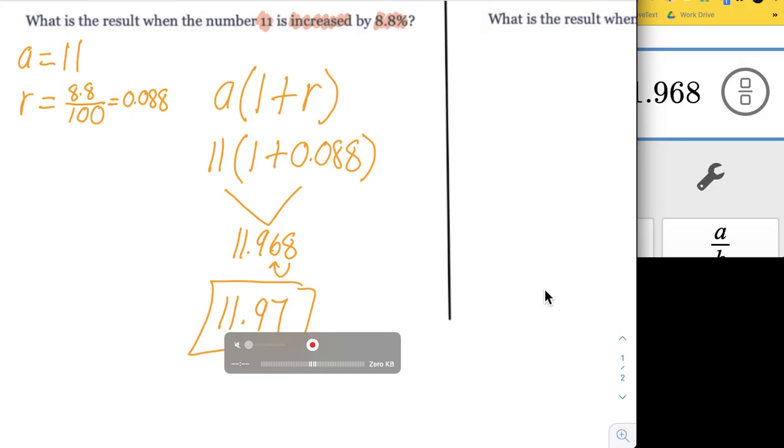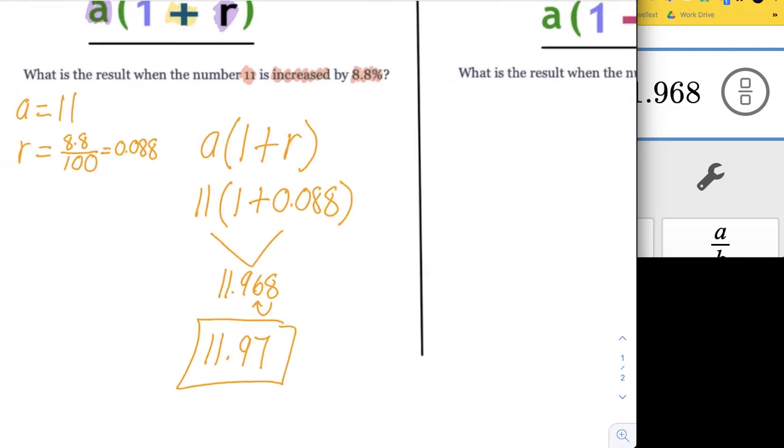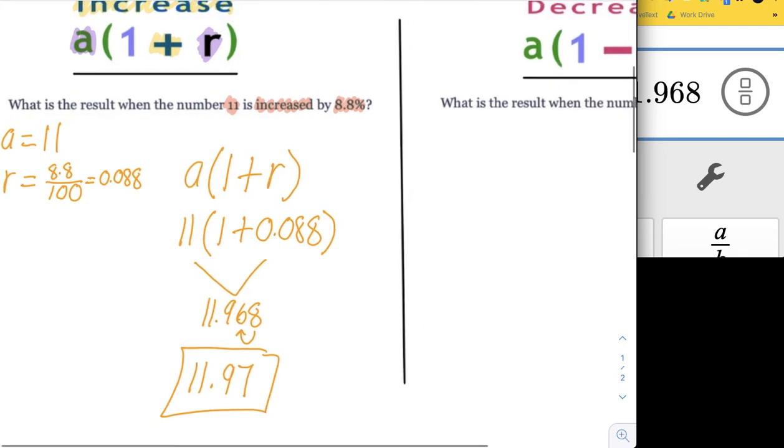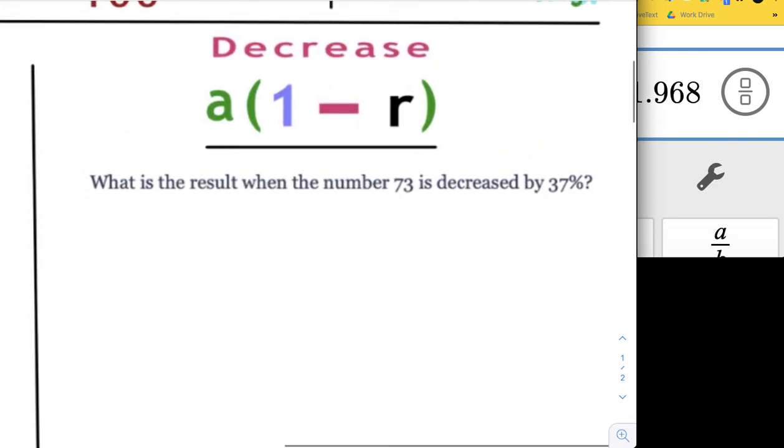So imagine you are paid $11 an hour, and your boss says, hey, I'm going to give you an 8.8% raise, increase. That means that your new pay is going to be $11.97. Perfect. So make sure you have that copied down exactly the way you see it. So this is an increase, right? It said increase. So now let's see what happens when we see a decrease.